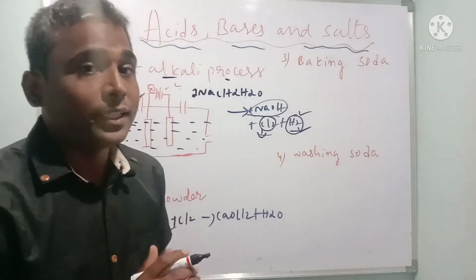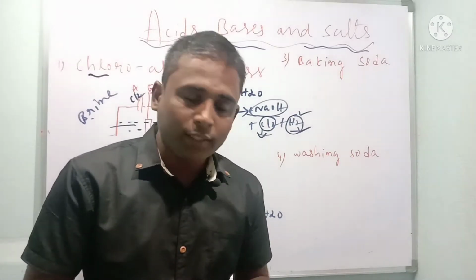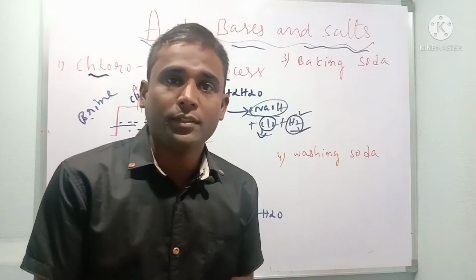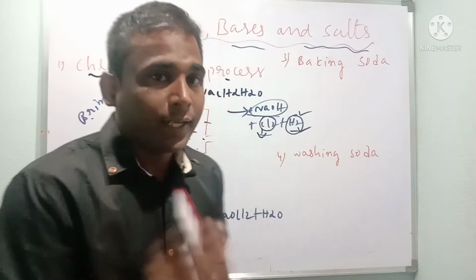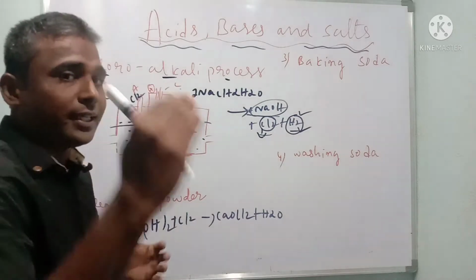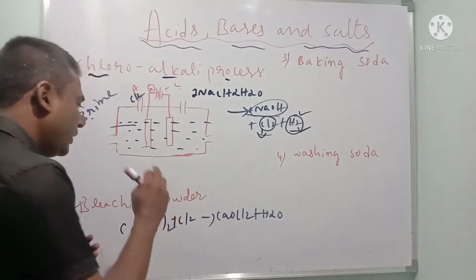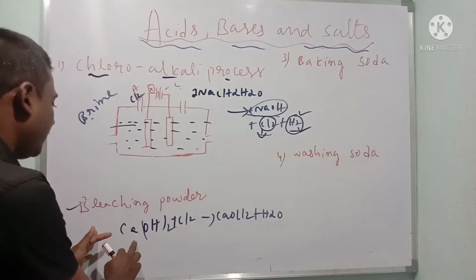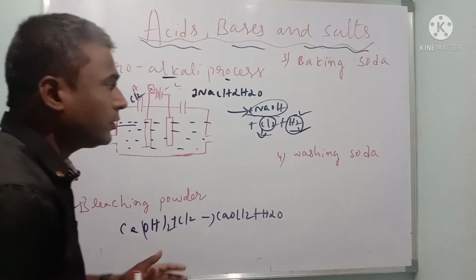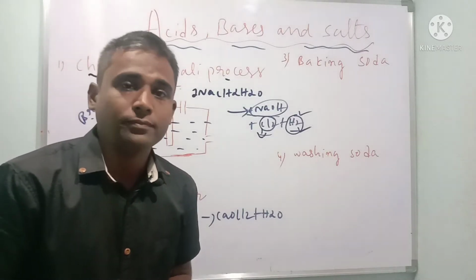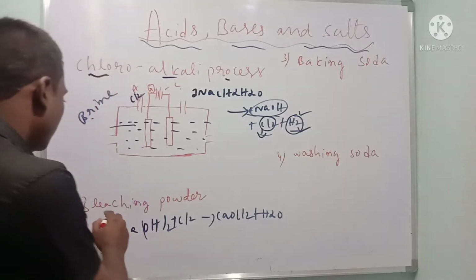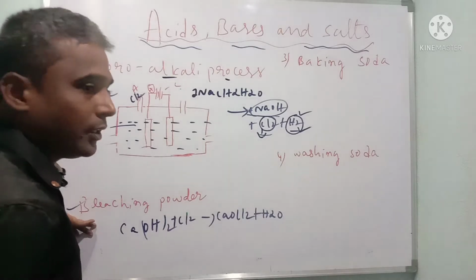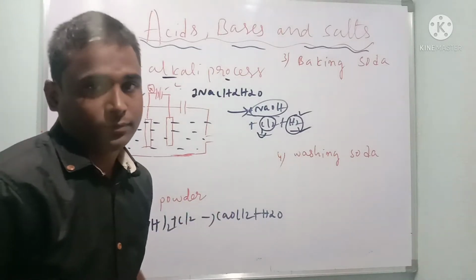For uses, they will ask you: bleaching powder, dear children, is used in the bleaching of linen cloths, in paper industries and pulp industries, and as you know, it is a strong oxidizing agent. Third, bleaching powder is also used in swimming pools. This is all about the uses and preparation of bleaching powder. It is used for cleansing purposes.